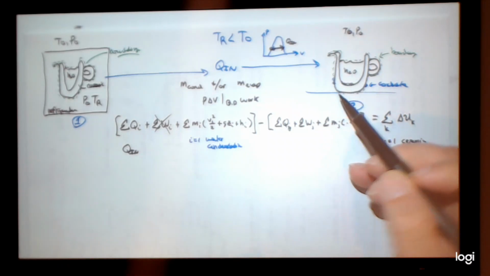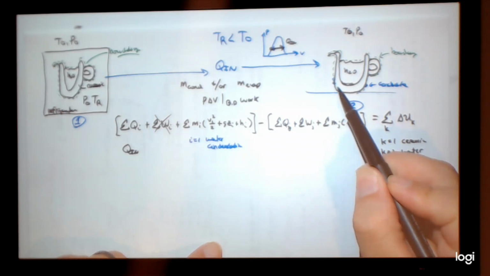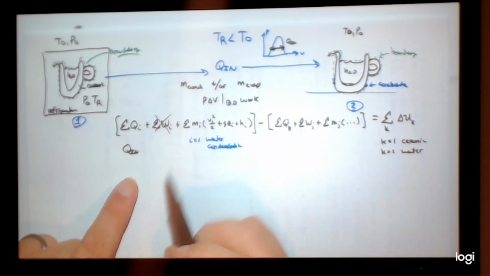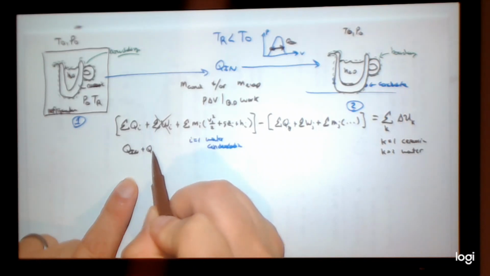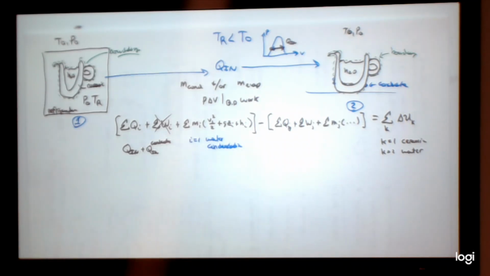Well, what removed the heat from the liquid? The ceramic cup. The heat had to come from somewhere. To take vapor and turn it into liquid, you have to condense it. It means you have to remove heat from the liquid. But where did the heat come from? It had to come from the ceramic cup. So there was another Q in for condensation. Okay?